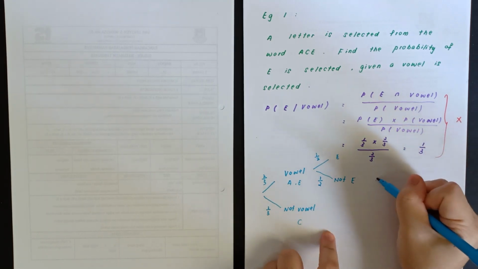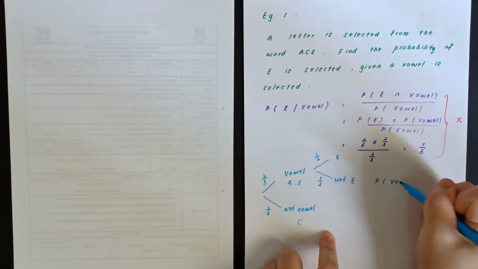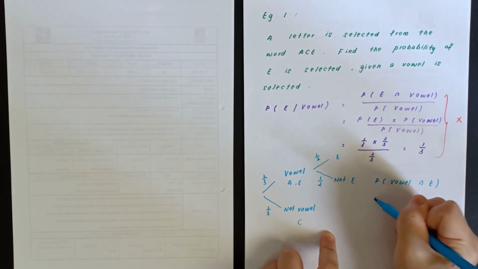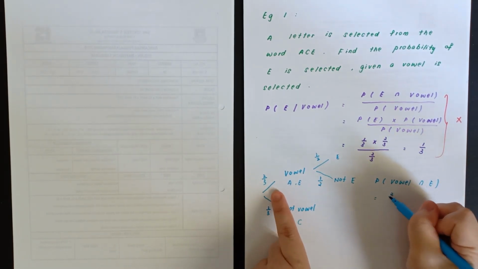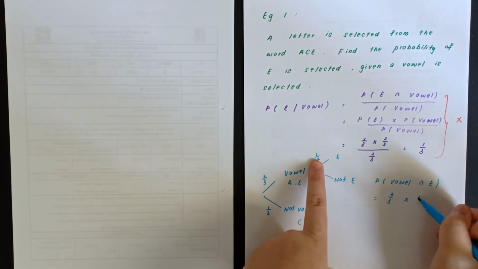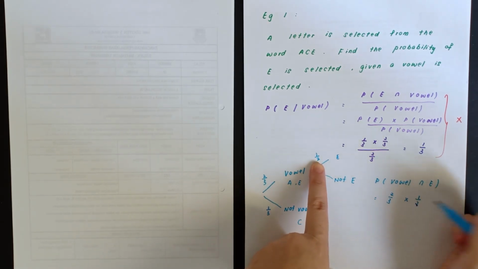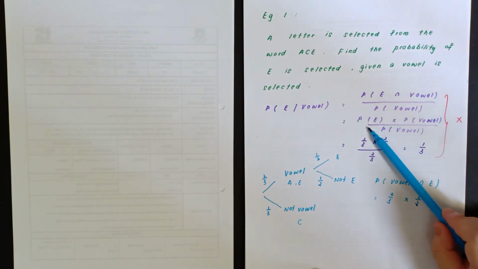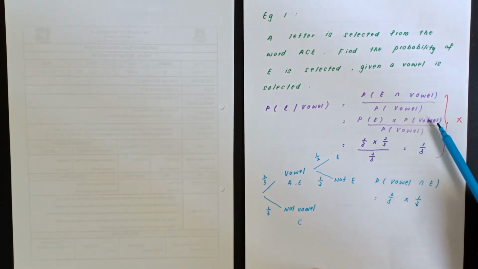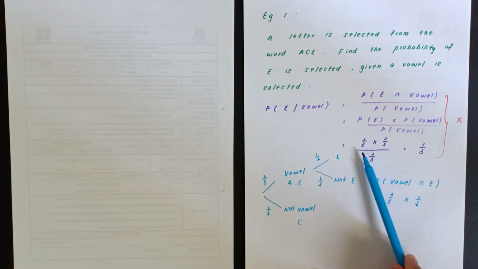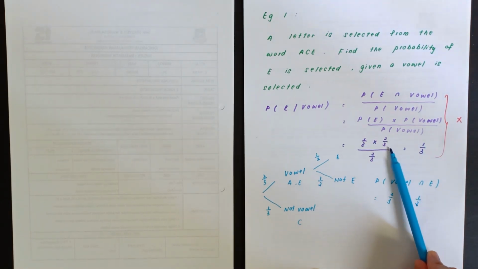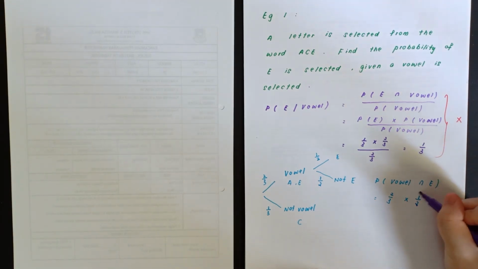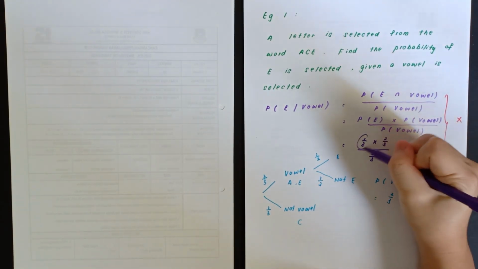So my question is, if you are finding the probability for you to get vowel and E, what you are doing is 2 over 3 times 1 over 2. Now look back at what you did just now. Your probability of E times probability of vowel is 1 over 3 times 2 over 3. Which one is wrong? This one and this one.